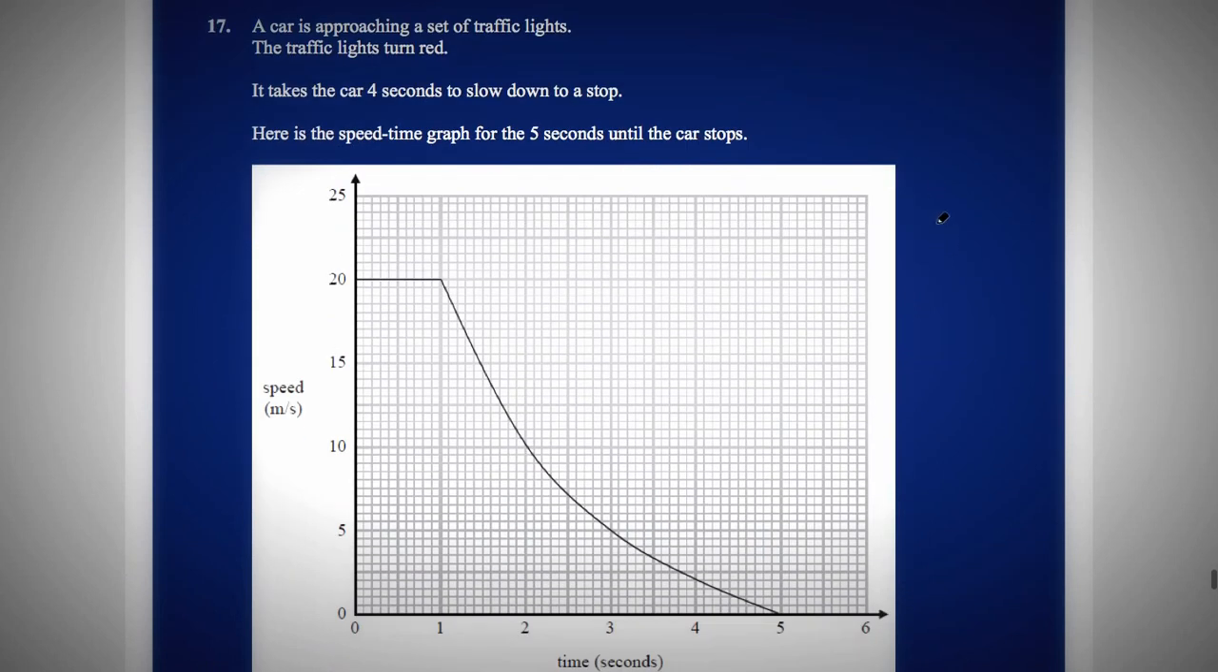Question 17. A car is approaching a set of traffic lights and the traffic light turns red. It takes the car 4 seconds to slow down to a stop. That is from time 1 second to 5 seconds I can see on the graph here. Here's the speed time graph for the 5 seconds until the car stops. So presumably if this is speed, the car was travelling along at speed and put the brakes on here and stopped quickly.